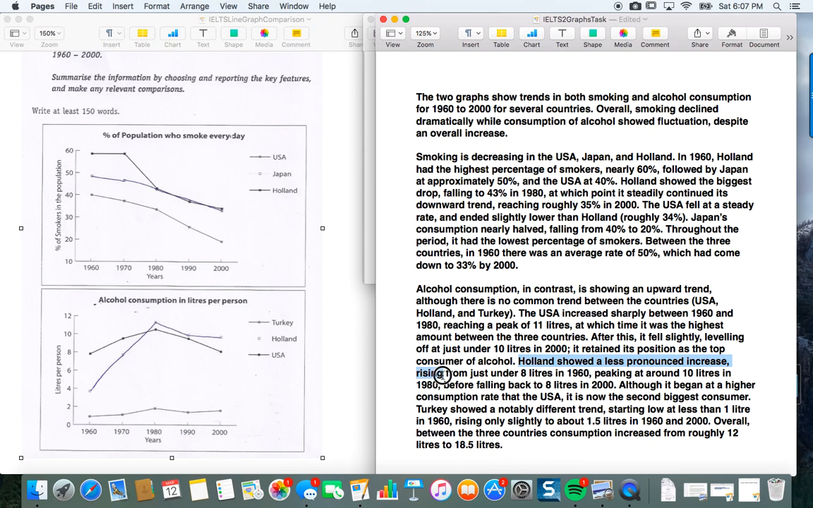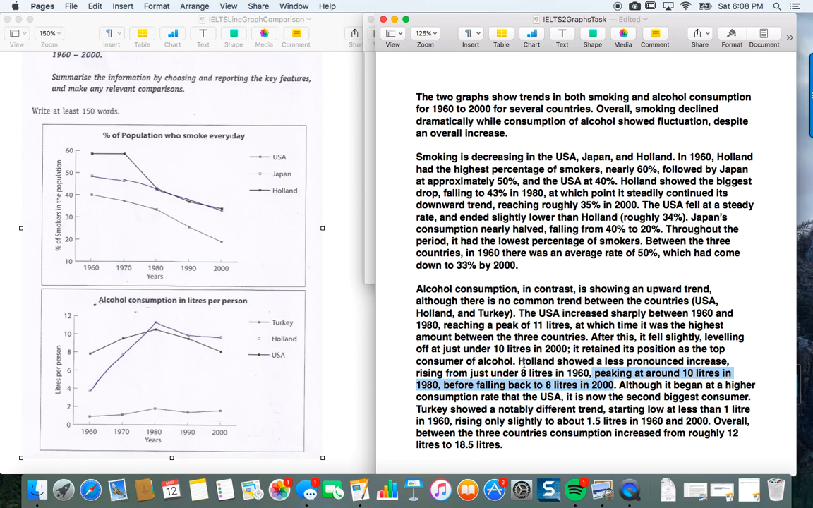All right, trend rising from just under 8 liters in 1960, data. So again, trend, data. Peaking at around 10 liters in consumption before falling back to 8 liters in 2000.